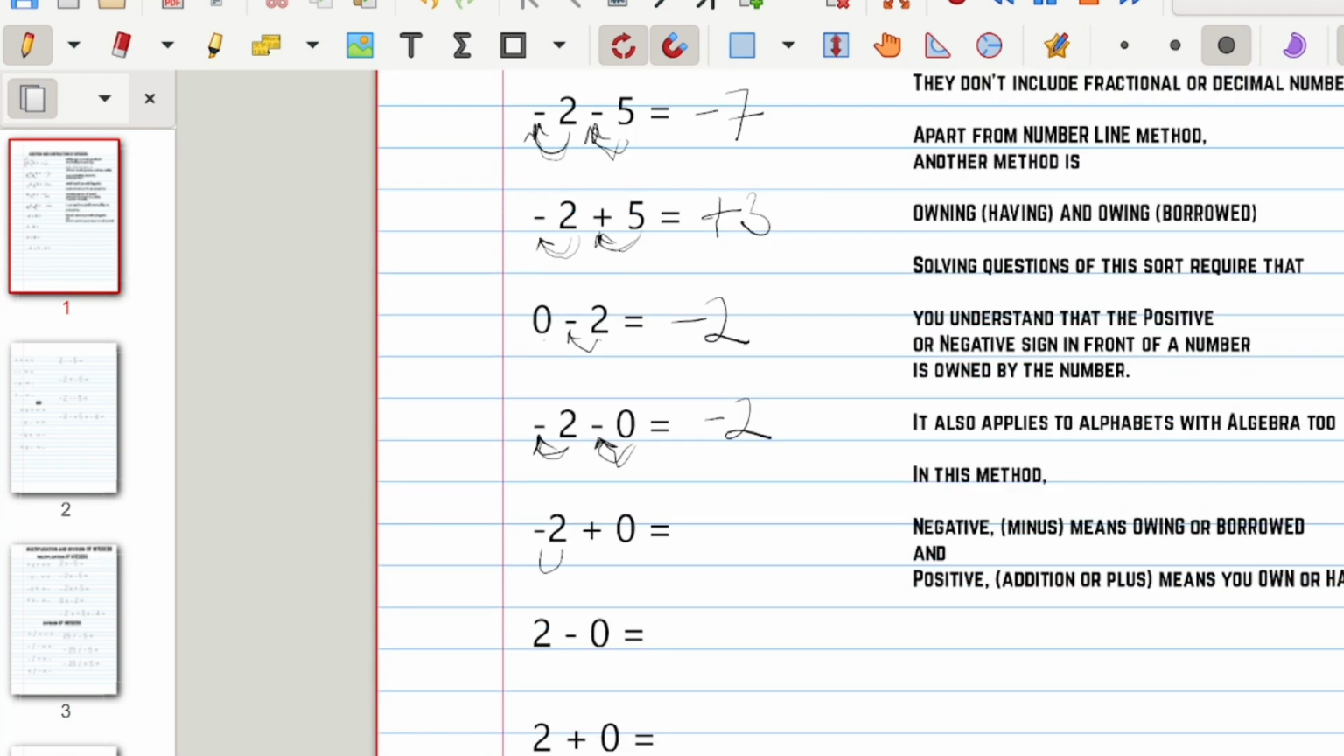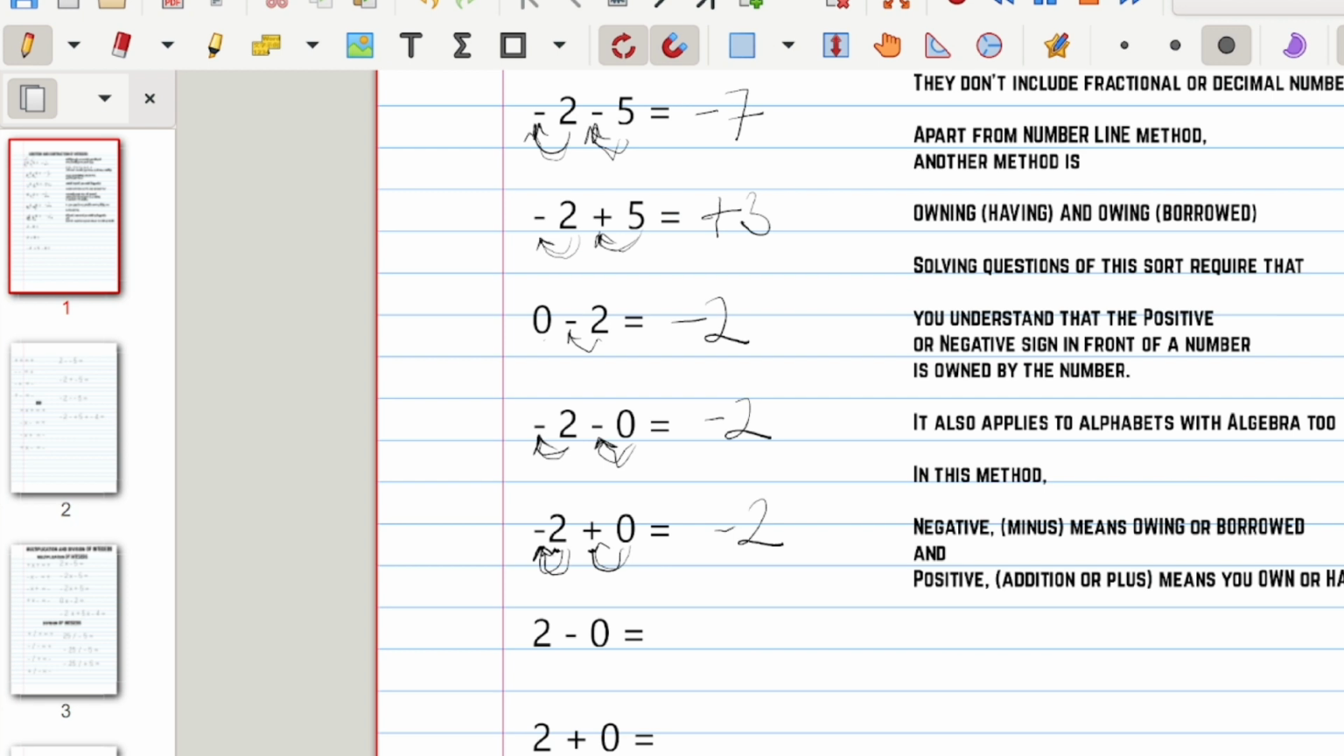-2 plus 0. -2 means you're owing a person 2 pencils, and for the second one you're owning none. So the outcome is you still will be owing 2.